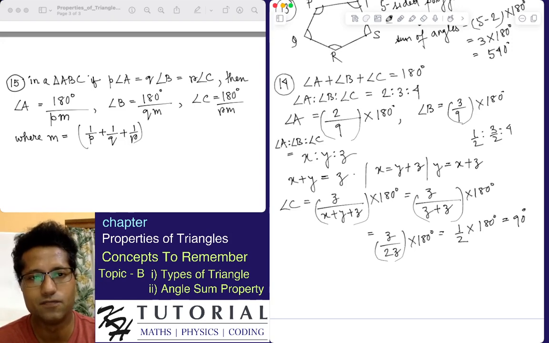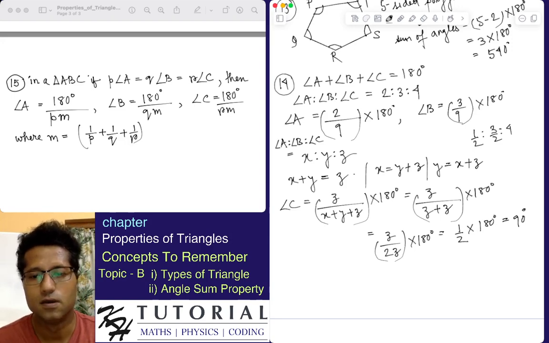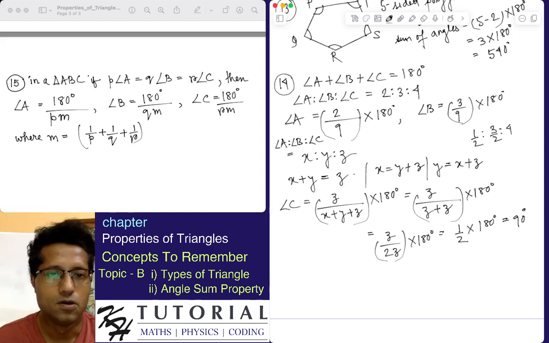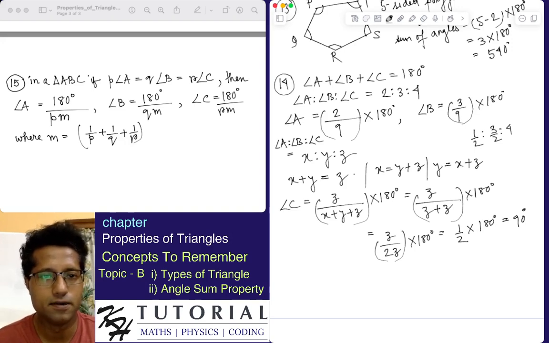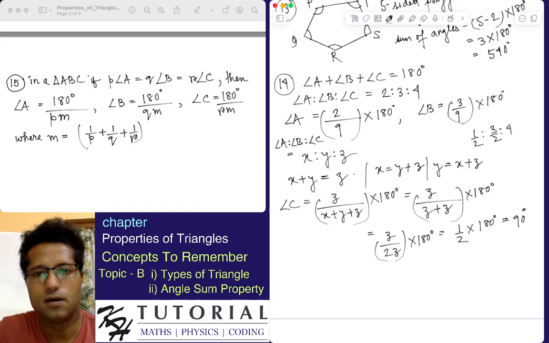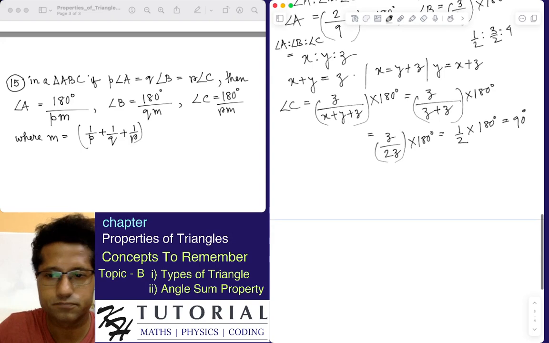If you can remember it, it is well, but it is not really necessary to remember everything, because it is a wiser decision to understand the fundamentals and solve any problem from the very basics. I'm just giving you these shortcut formulas as a reference. If you can remember them, it is fine. So we have angle A equals 180 degree by PM, B 180 degree by QM, and C 180 degree by RM.